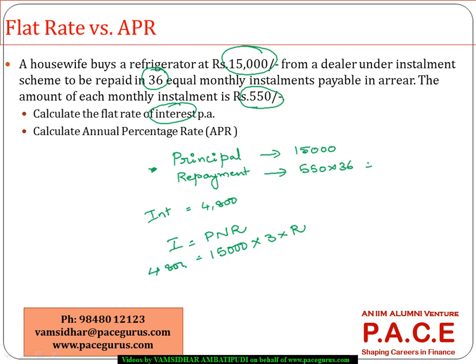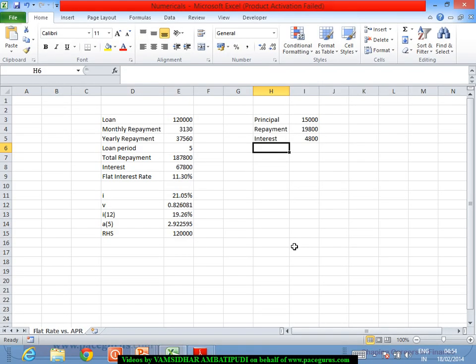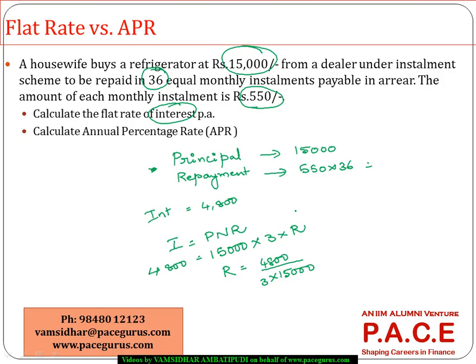4,800 is equal to 15,000 into 3 into R. From here I'll get my R as 4800 divided by 3 into 15,000. So that is what will work out as the annual interest rate R in this case, which is 4800 divided by 15,000 into 3. So somewhere around 11%, or 10.67%, forms the flat rate of interest.